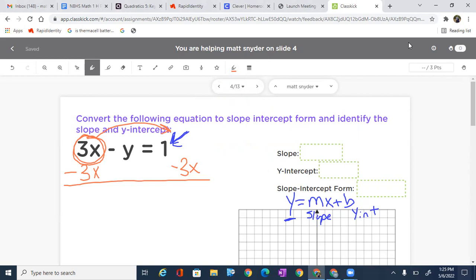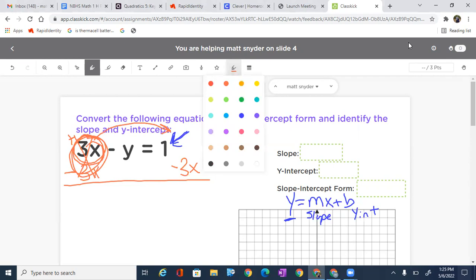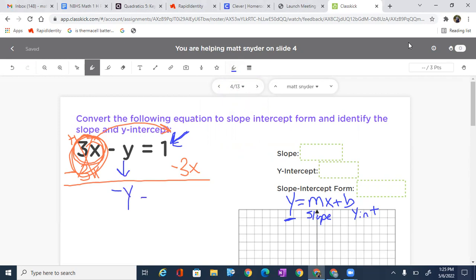Now, when I combine these, I have a positive 3x and a negative 3x. They're opposites of each other, so guess what? They cancel out. They're gone. Once those are gone, I have a whole entire negative y value equals 1 minus 3x. So negative y equals 1 minus 3x.